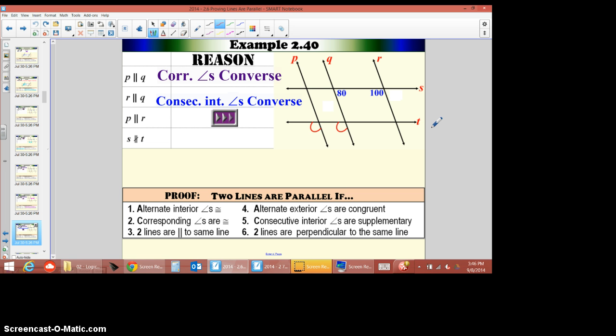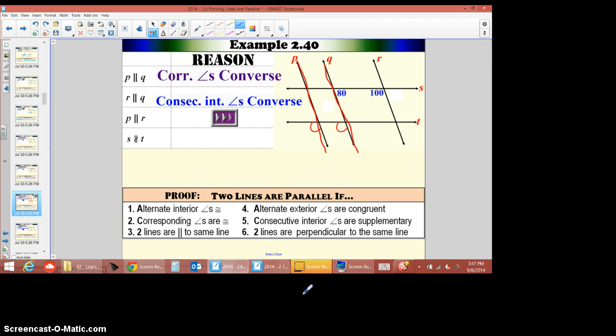Now, P is parallel to R. Interesting. I've just shown that P is parallel to Q, and I've also shown that Q is parallel to R. I think about this really hard. I look at one of these 6 reasons down here. One of these 6 reasons has got to be good enough to say that P is parallel to R. And I look through it and I say, hey, look, if two lines are parallel to the same line, then they're parallel. So I put that in there.